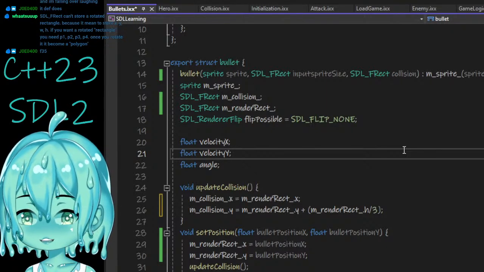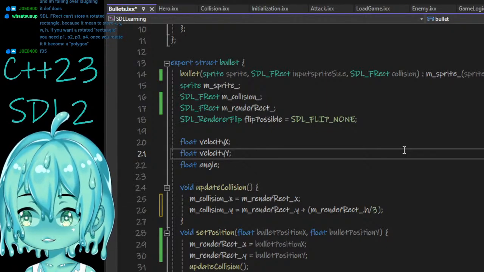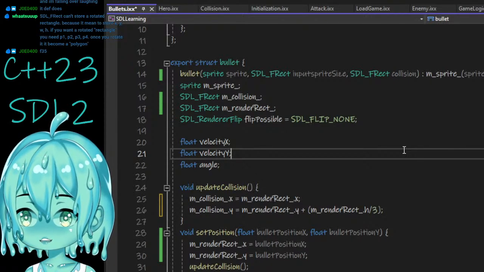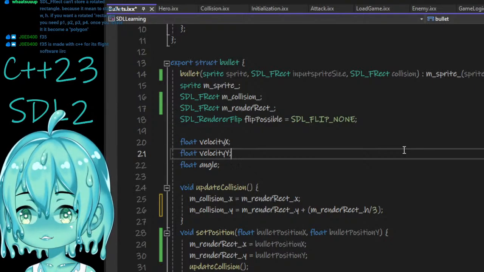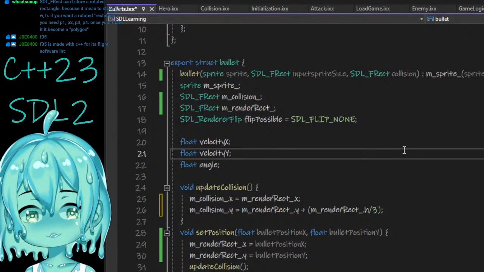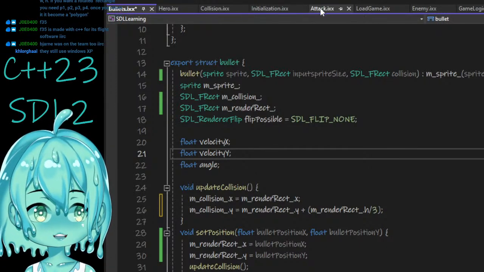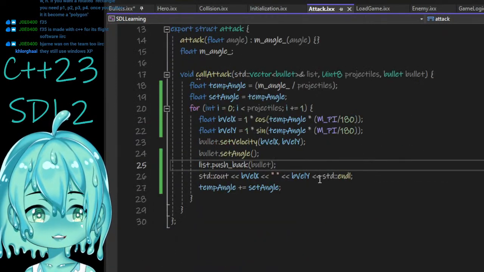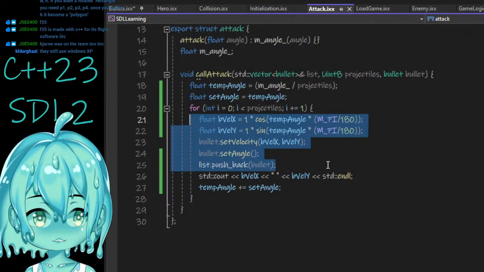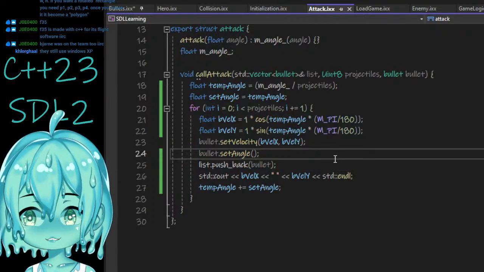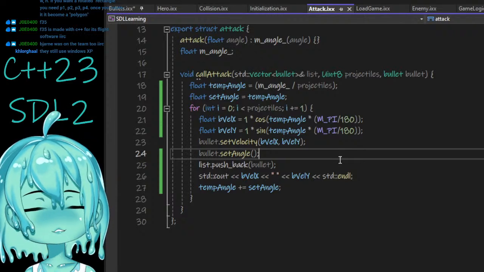SDL FRect cannot store a rotated rectangle, because it only stores X, Y, width, and height. If you want a rotated rectangle, you need P1, P2, P3, P4, and once you rotate it, it becomes a polygon. Wow, that sounds like the military paper and what they did. So what you're saying is that under the attack, I need to update the collision every instance? No, it's a whole separate polygon.